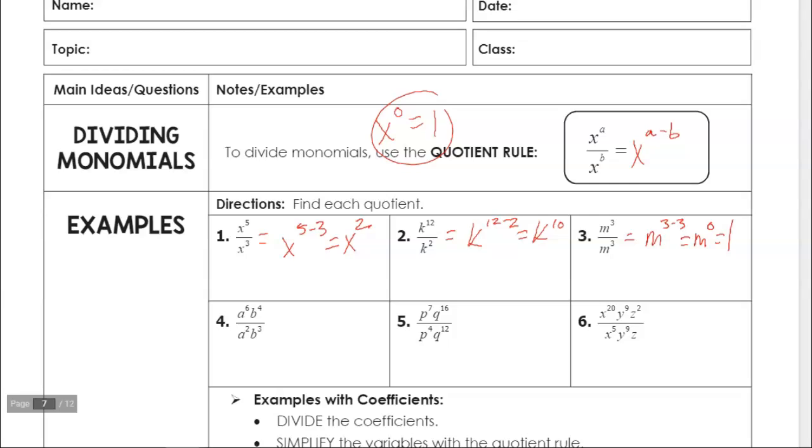So now we can get into a little more complex things with multiple variables. So we have a to the 6 minus 2 and b to the 4 minus 3. And that's going to equal a to the 4th and b to the 1st. Or just a to the 4th b. Here we have 7 minus 4, and for the q we have 16 minus 12, so you end up with p cubed and q to the 4th.